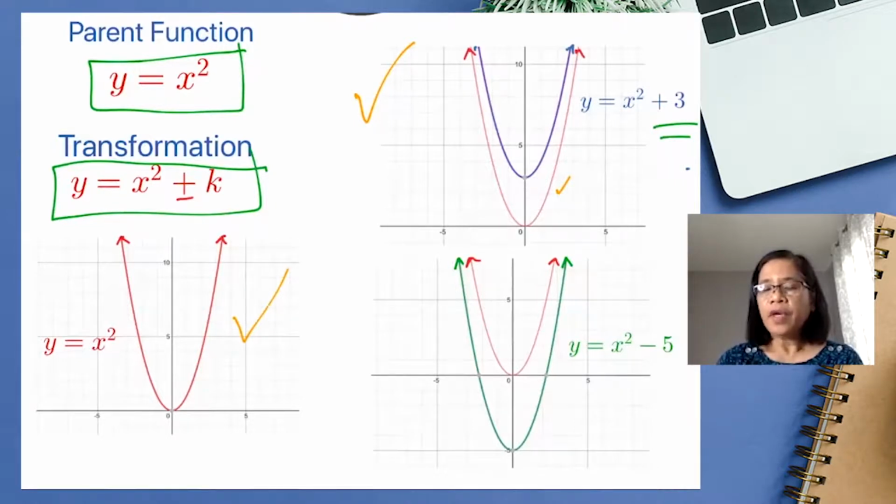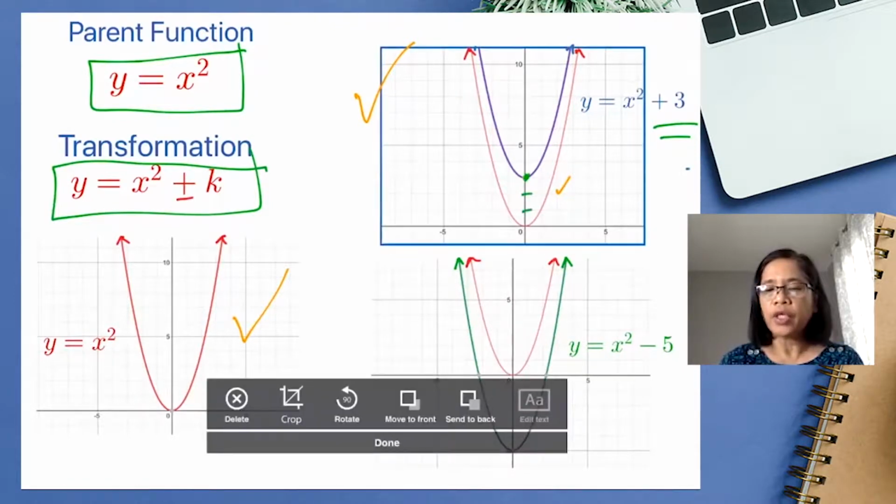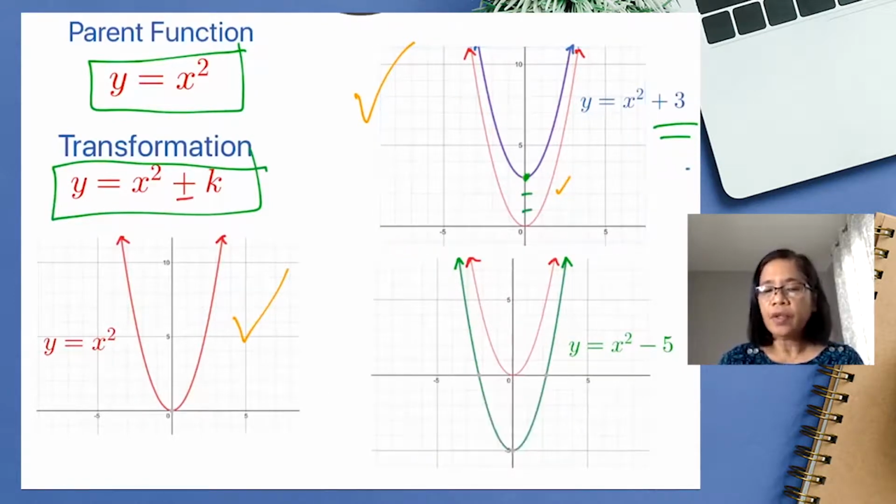So the value of k here, when you look at this purple graph, is the original graph moved k units up: 1, 2, 3. Each point on the graph will be moved 3 units up. So the k here displaces or moves the graph k units up or down. So it's a vertical shift.